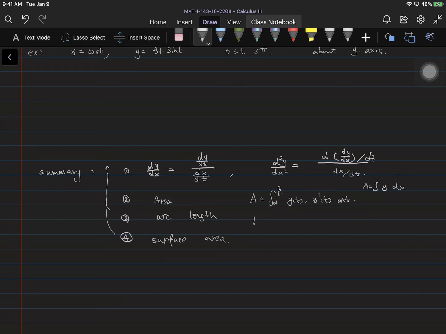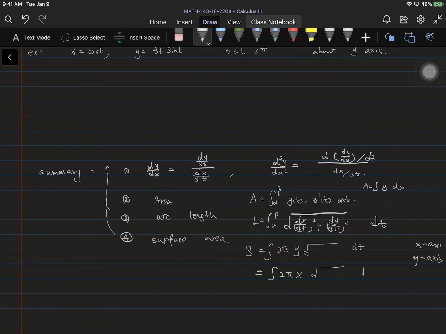Okay, arc length, alpha to beta, the square root of (dx/dt) squared plus (dy/dt) squared, dt. And for the surface area, you need to say whether it is about the x-axis or y-axis. So about the x-axis, 2 pi y times arc length; about the y-axis, 2 pi x times arc length. Same thing, and alpha to beta, alpha to beta. Okay, so we can stop here in this section.